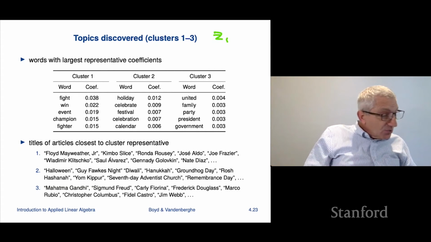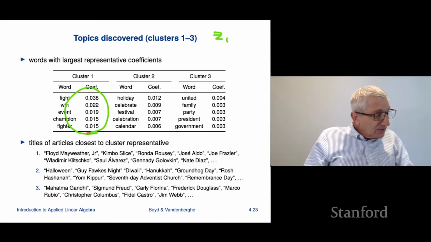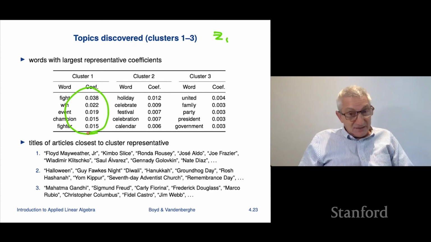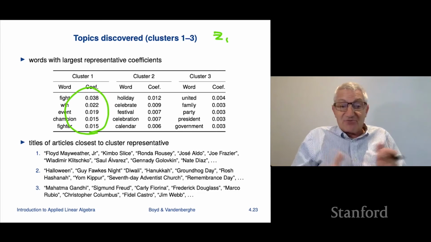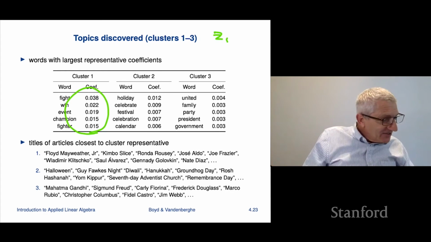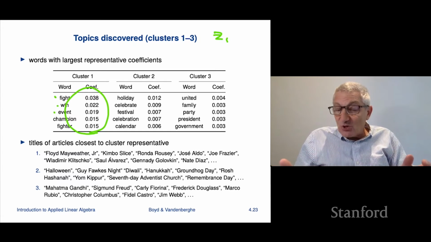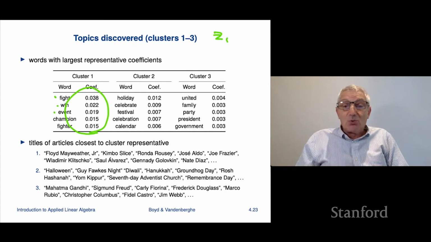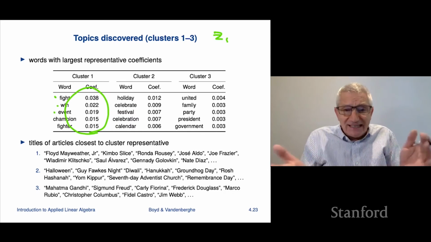And here's cluster 1, and here are the 5 largest entries in that vector. Okay, that's it, and they're pretty interesting, right? And these are, by the way, directly interpretable. 0.038 means basically 4%. But look at the words; they're super interesting. It's fight, win, event, champion, fighter. So we recognize these words as being related, because we understand English and we know what these words mean.